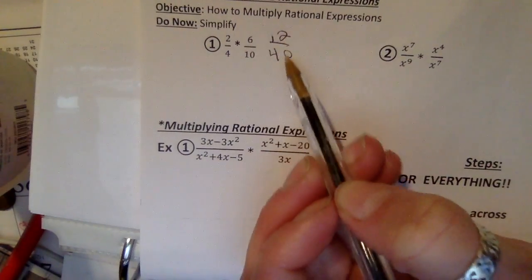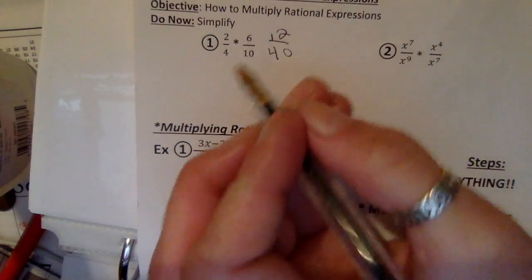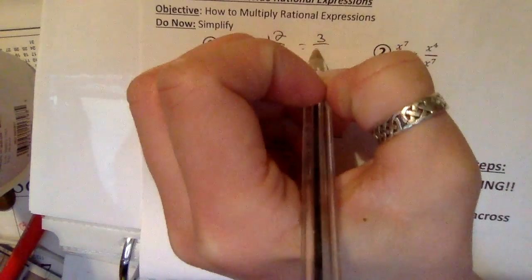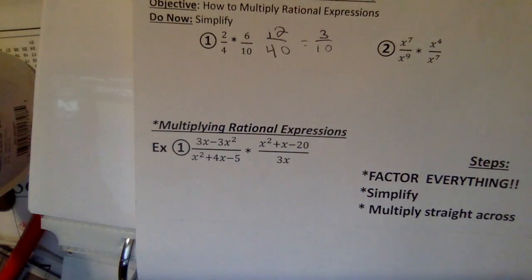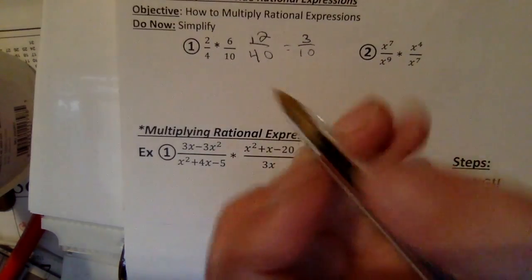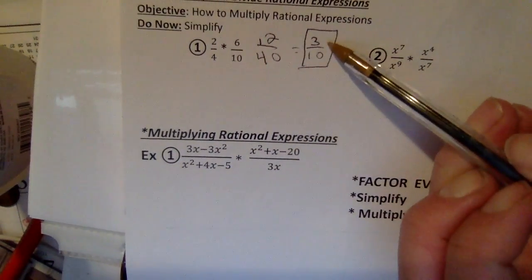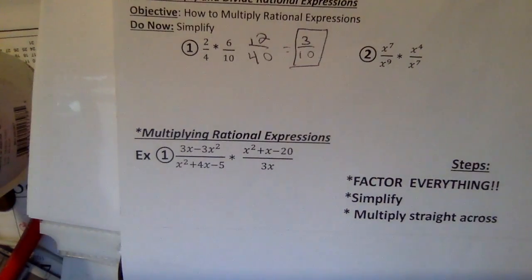So what goes into 12 and 40? 4 does. So the top becomes a 3, the bottom becomes a 10. And just double check, make sure that you can't simplify more. Sometimes if you reduce it, you might have to reduce again. Since nothing else goes into 3 and 10, that's how we know we're done.